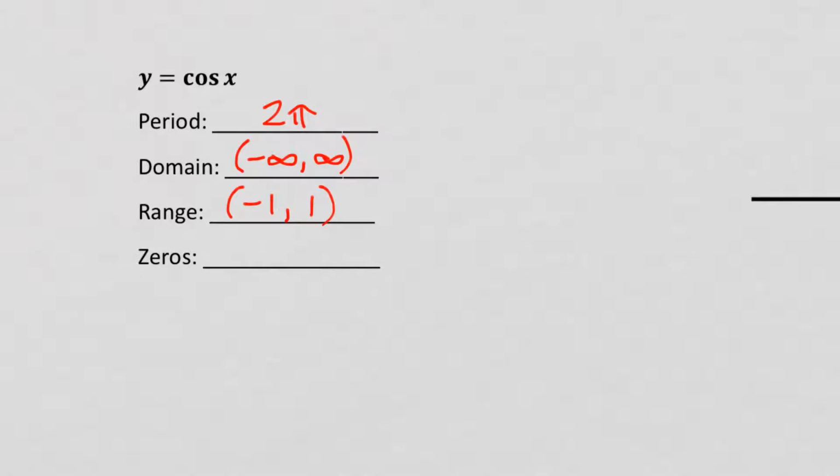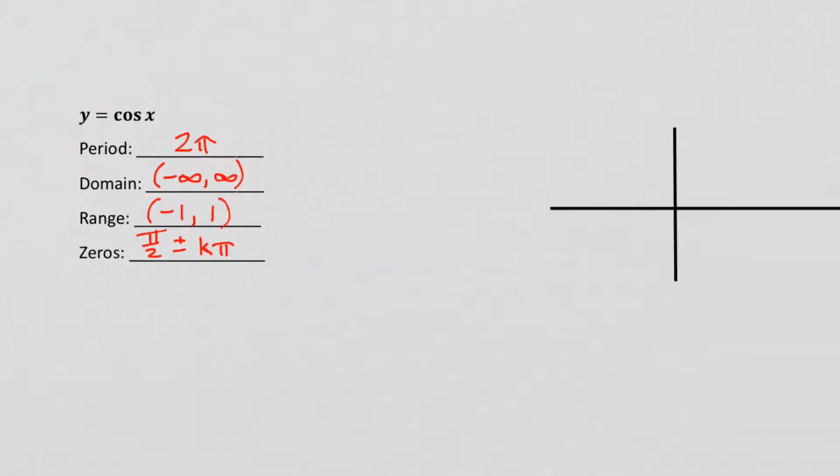For cosine, the zeros happen at every pi over 2. So what we do is we talk about pi over 2 is where my first one is, and then it happens plus or minus k pi. So it happens at pi over 2, 3 pi over 2, 5 pi over 2. So every other pi over 2 is where that happens. So if I add a pi to everything, I'm going to get those zeros.